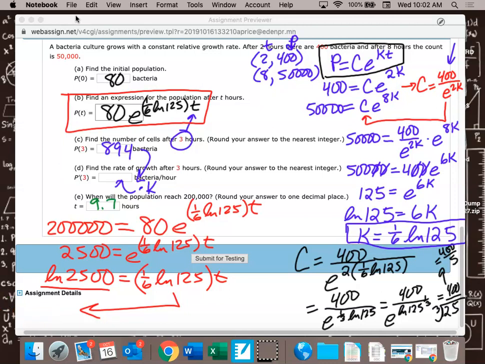All right, once you got it, submit. You see all those little green check marks.